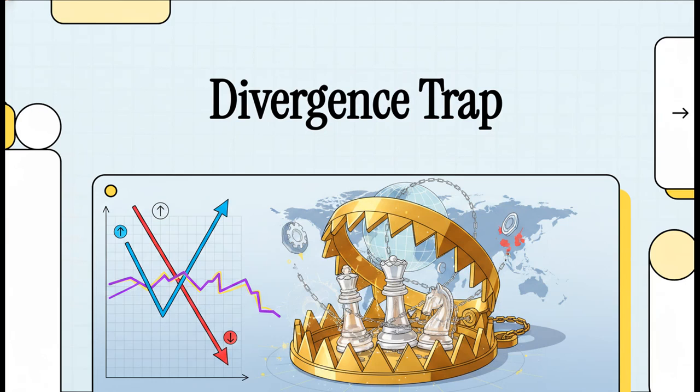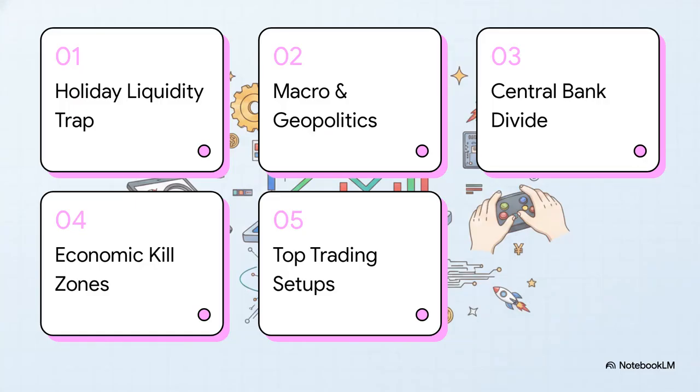Today, we're diving headfirst into the market dynamics for the week of May 24th, 2026. We're going to break down a massive structural divergence that is just ripping through global central banks right now. And perhaps more importantly, we're mapping out those critical geopolitical traps that could totally catch you off guard if you aren't paying close attention. To do this, we're taking a real top-down approach today.